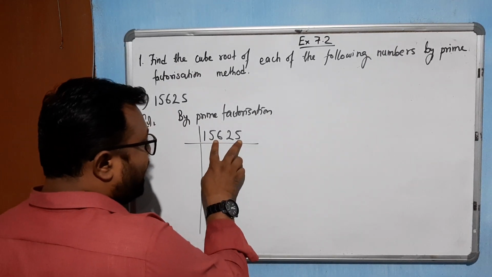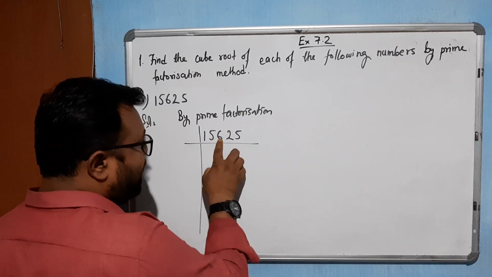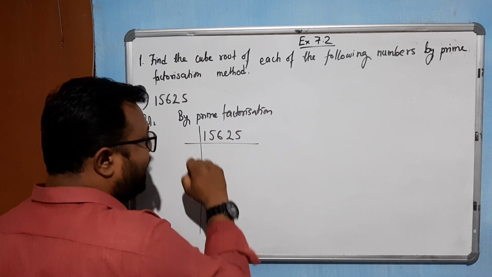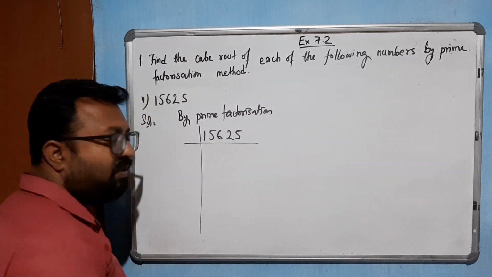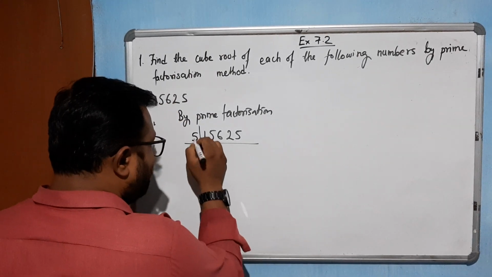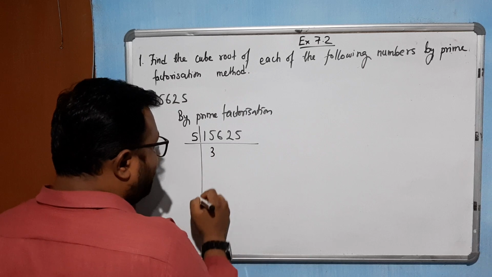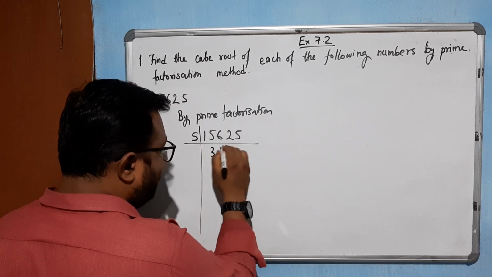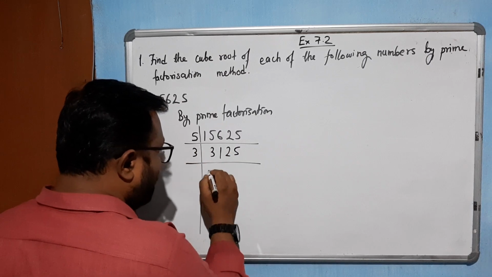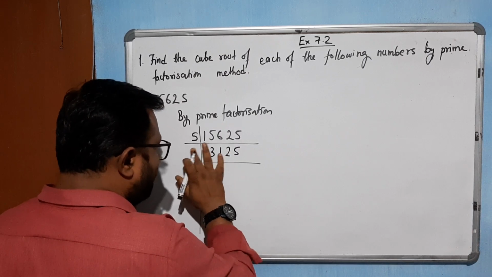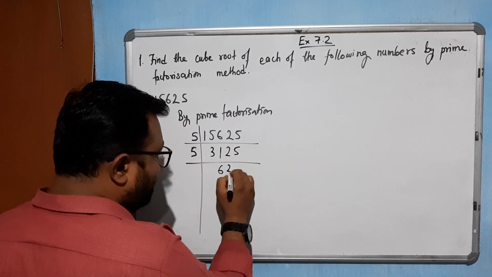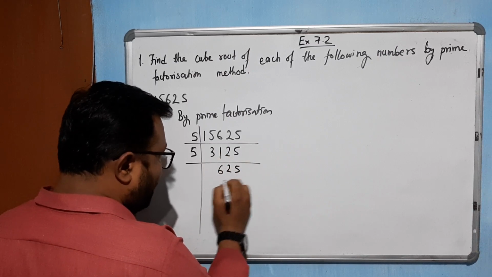See, 10, then 10 plus 6, 16. 17 19, so it is not divisible by 3, so we will go for 5. 5 5 5 3 is 15, 5 is 5. Again this 5 to 10, 5 to 5. Again 5 to 30, then 12 comes, 5 to 10 then 25, 5 to 25.